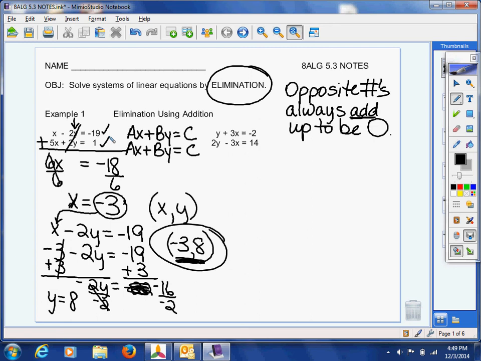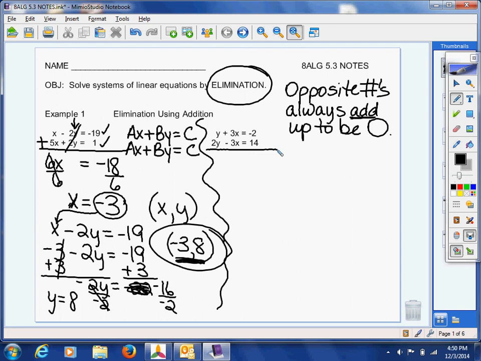I'm going to draw a line so we can separate the board just a little bit. I've got my y's on top of each other, my x's on top of each other, my equal signs on top of each other, and my constant numbers on top of each other. So that's a good setup. Even though the x's don't come first, it's okay as long as y is on top of y, x on top of x, equal on top of equal, constant number on top of constant number. Just make sure the alignment's there.